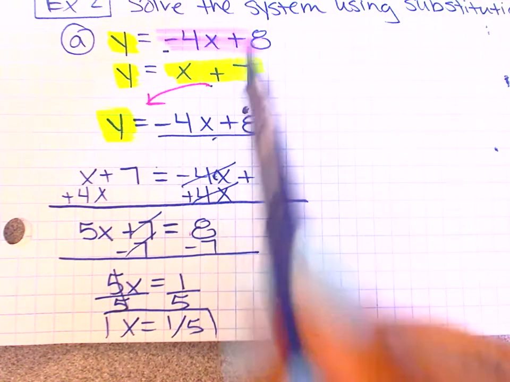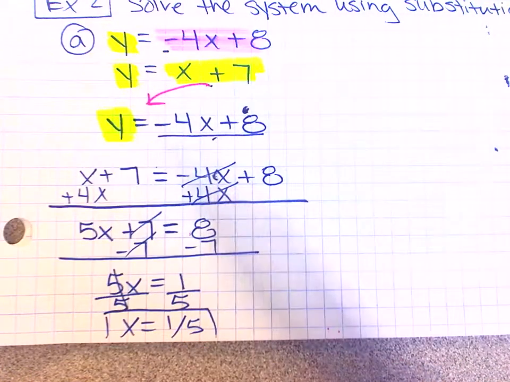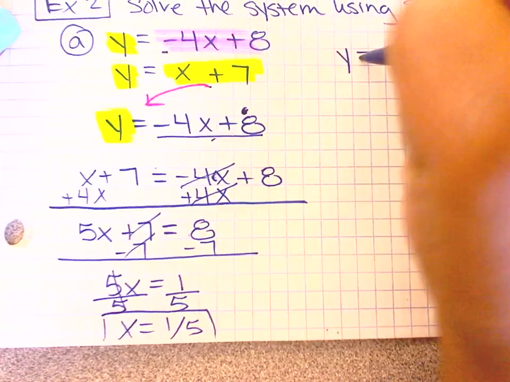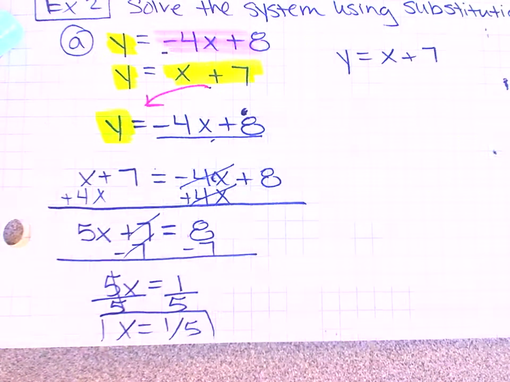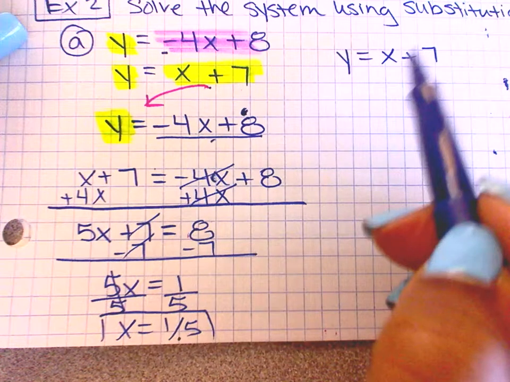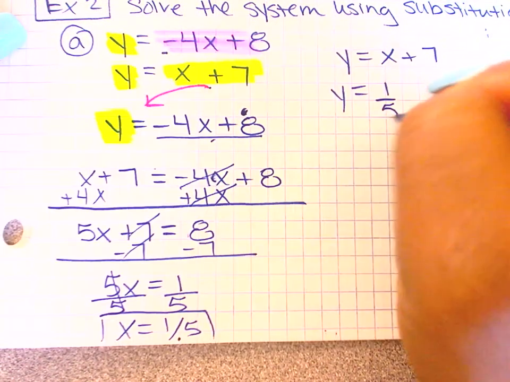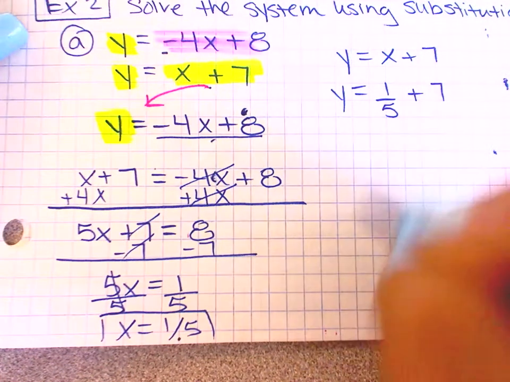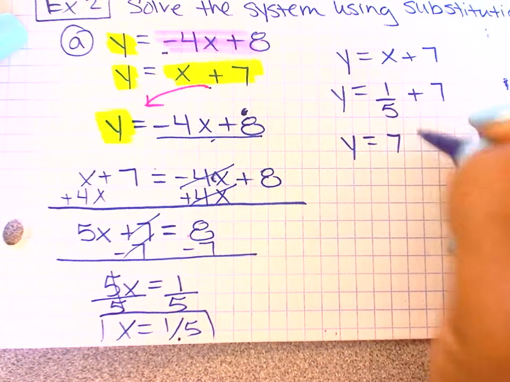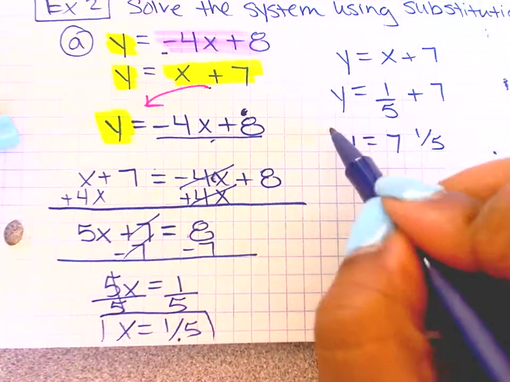So I'm going to pick one of these equations and plug x into it. I'm going to pick the easiest one. Y equals x plus 7. So I'm going to plug that in. 1/5, which is what I got. I'm going to plug that in for x. Y equals 1/5 plus 7. So y equals 7 1/5. 7 plus 1/5. That's my second part.